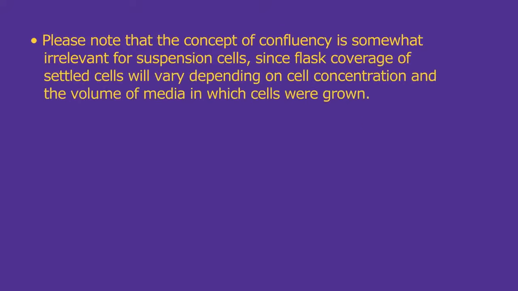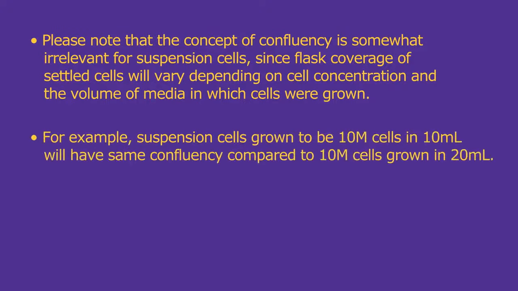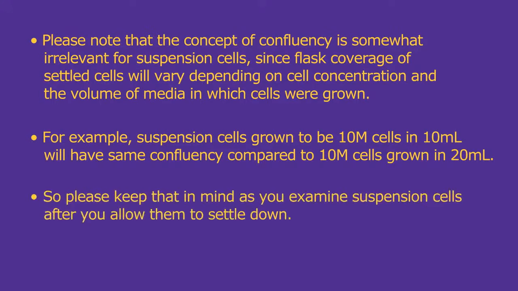Please note that the idea of confluency is somewhat irrelevant when it comes to suspension cells, since flask coverage of settled cells will vary depending on the concentration of cells and the volume of media these cells were grown in. For example, suspension cells grown to be 10 million cells in 10 milliliters will have the same confluency compared to 10 million cells grown in 20 milliliters. So please keep that in mind as you examine suspension cells after you allow them to settle down.